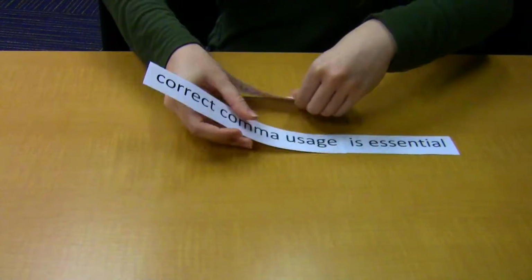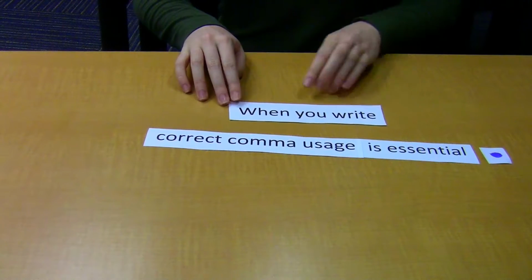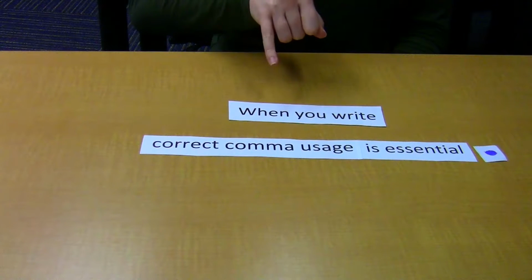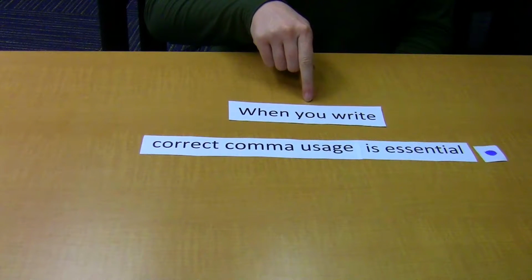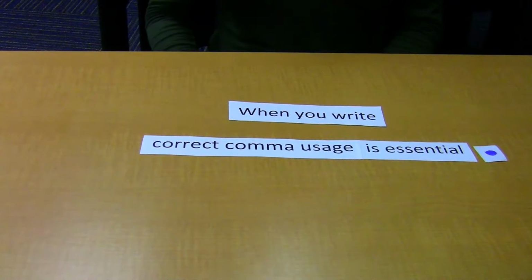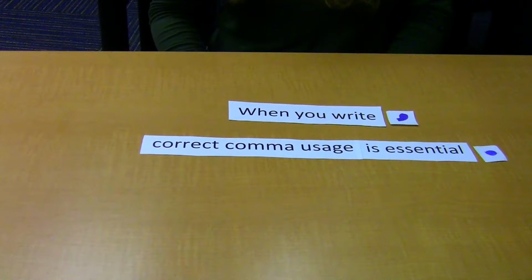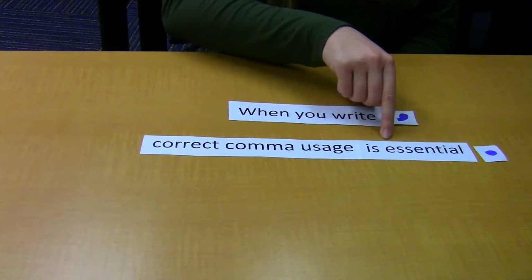When you start the sentence with a dependent clause, the rules are a little different. What we have here is a sentence that begins with "when you write." Because you start with this word "when," that makes this part of the sentence dependent on the rest of the sentence. Therefore, you need this comma to combine them. The sentence now reads, "When you write, correct comma usage is essential."